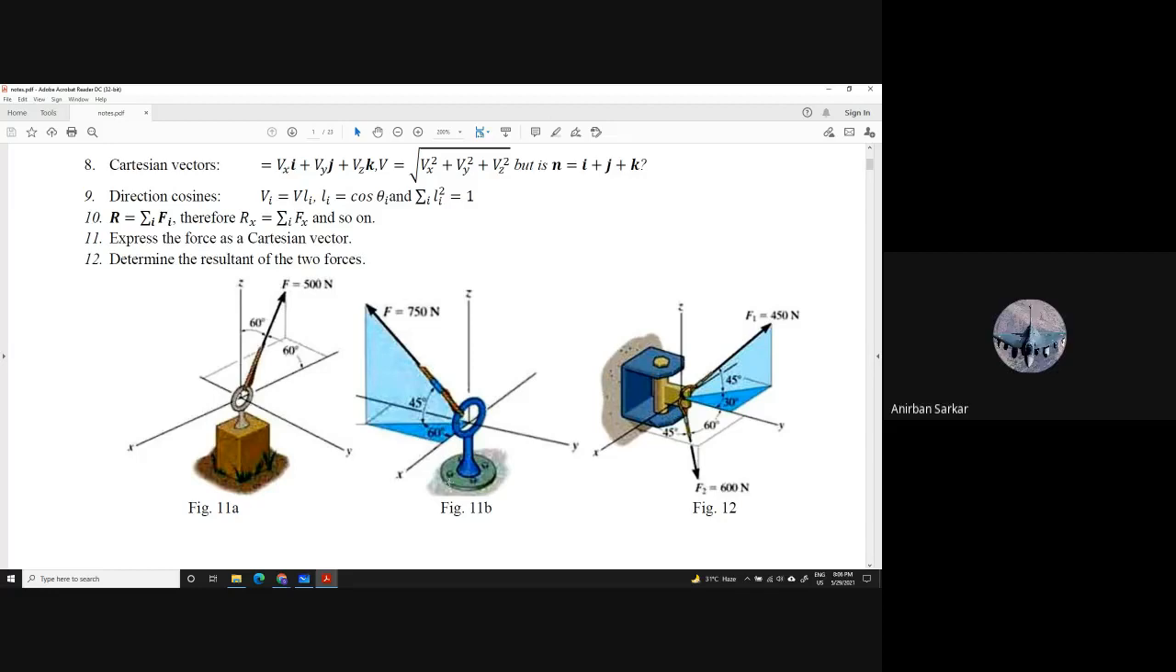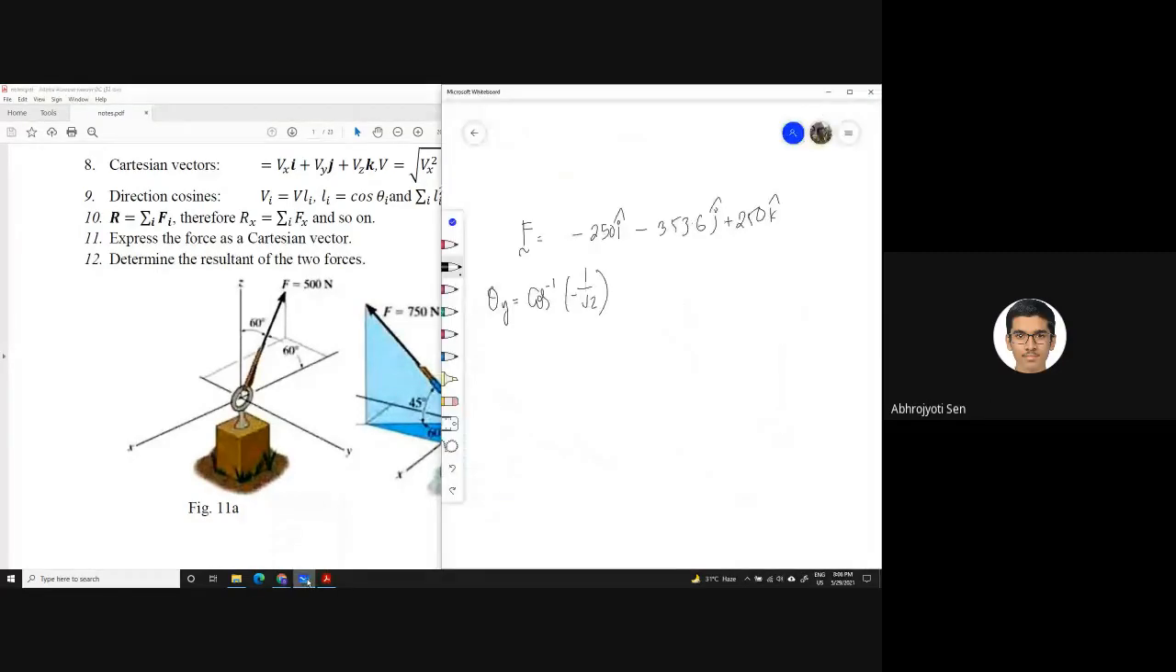So the x component is coming 265.16. Y is minus 459.3. And Z is simply 750 by root 2, right? Yes, sir. 530.33.